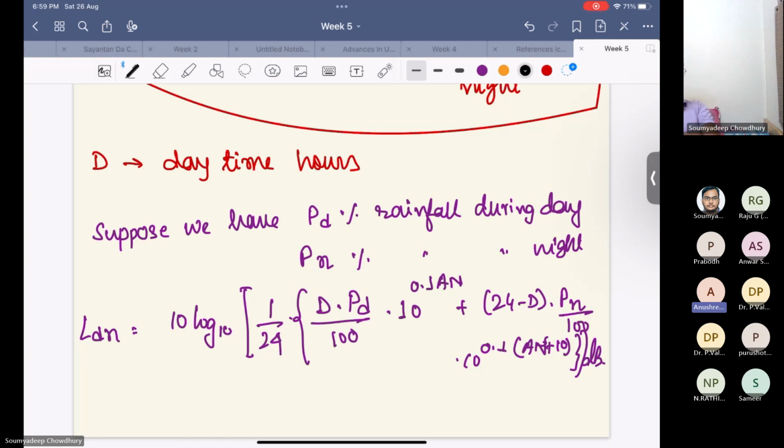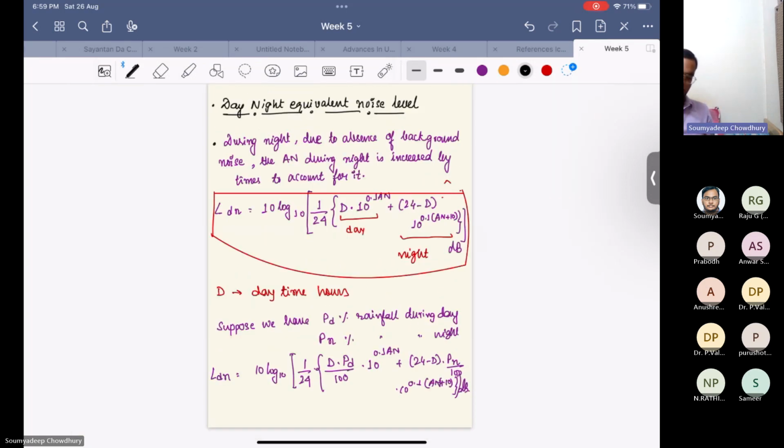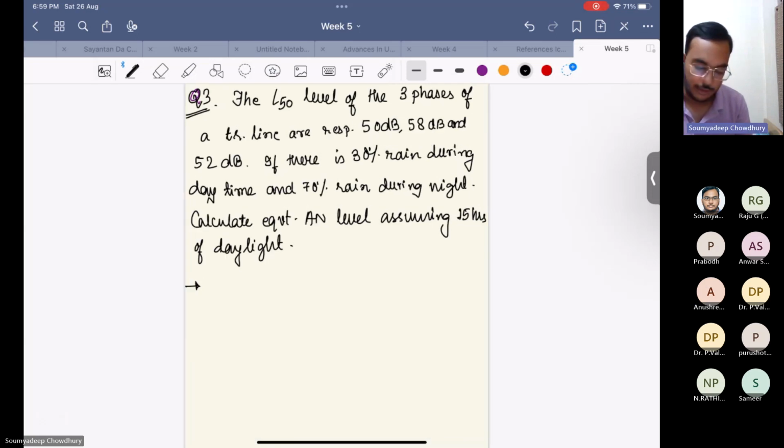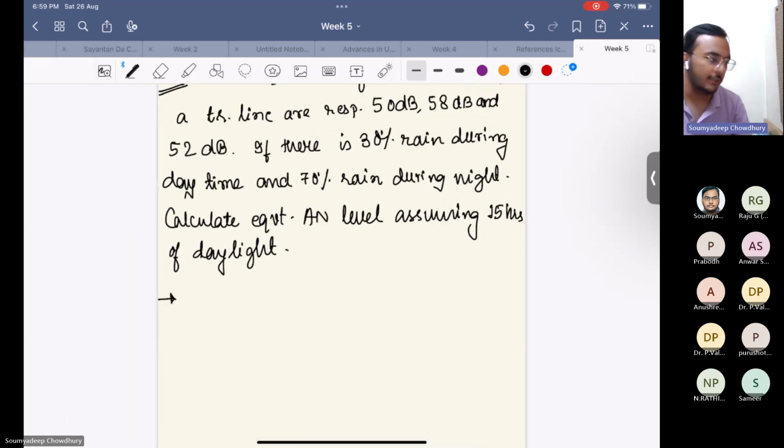Sir, the formula is 10 log 10 summation of 10 raised to 0.1 into 50, plus 10 raised to 0.1 into 58, plus 10 raised to 0.1 into 52. Correct. Did you solve it like that? Did you get the answer? Yes, sir, I got it. Okay. Then find the equivalent audible noise level, the LDN.